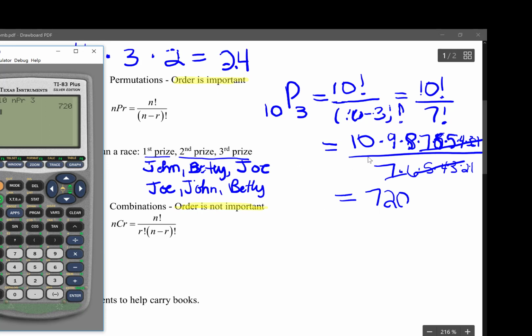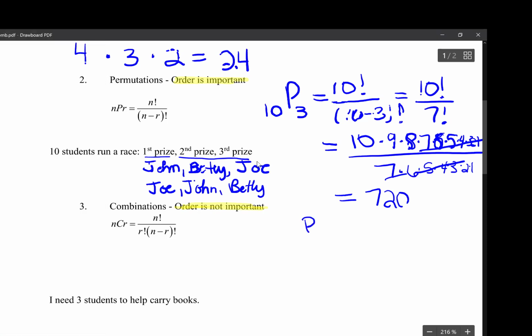So, do you really need this complicated formula? I'm not going to ask you to show the formula out. You can use your calculator to get that. Now, if the question asks you, what's the probability that John comes in first, Betty comes in second, and Joe comes in third, our probability of that happening, John in first, be very specific, then Betty, and then Joe. In that order, there's only one way out of 720 possibilities. Does that make sense?